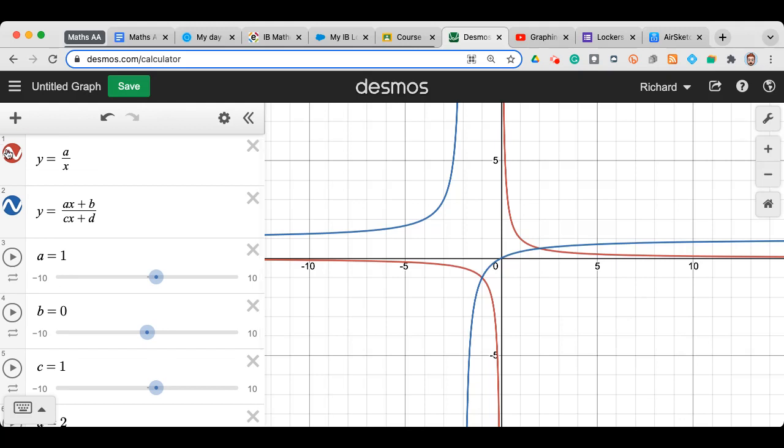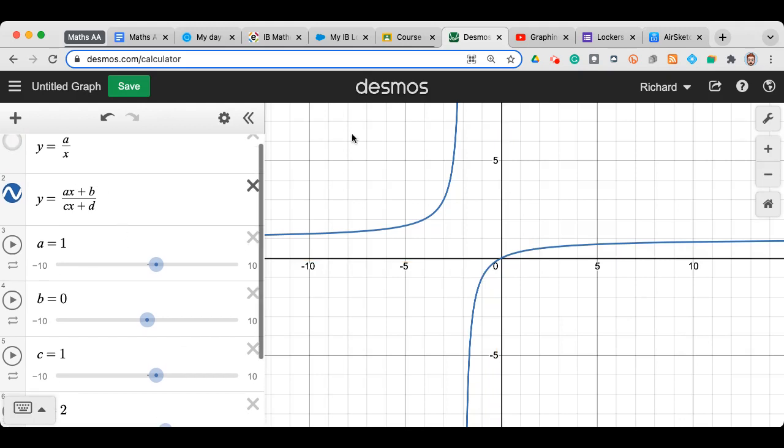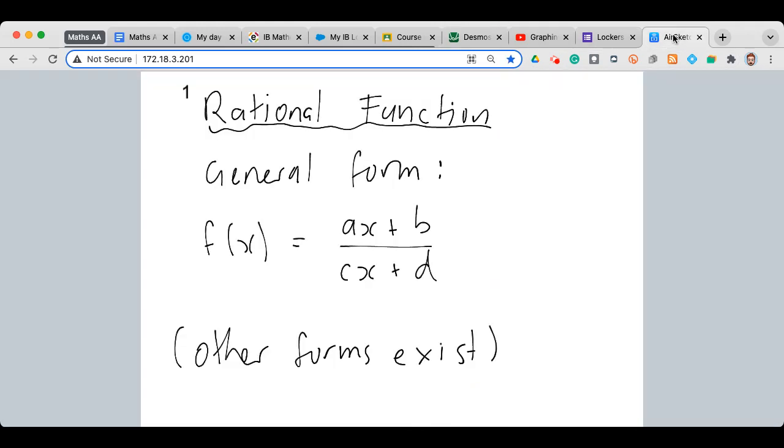I'll turn off that one there because I want to talk about the asymptotes in a second. But before then, I thought I might just get you guys to quickly put down a couple of other notes.